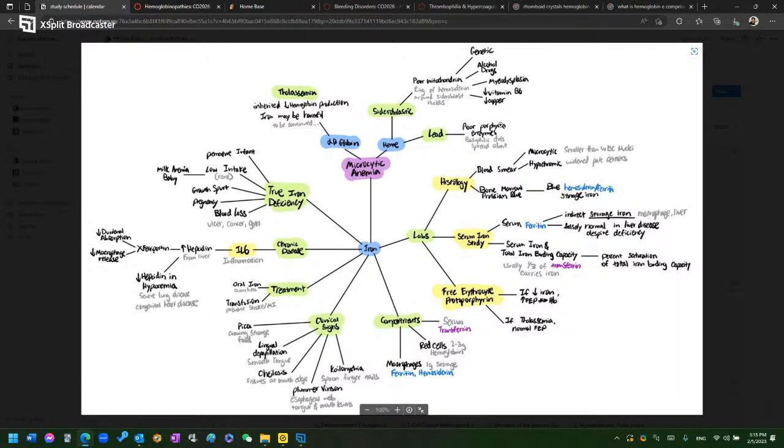Which causes problems with forming that heme molecule in general.